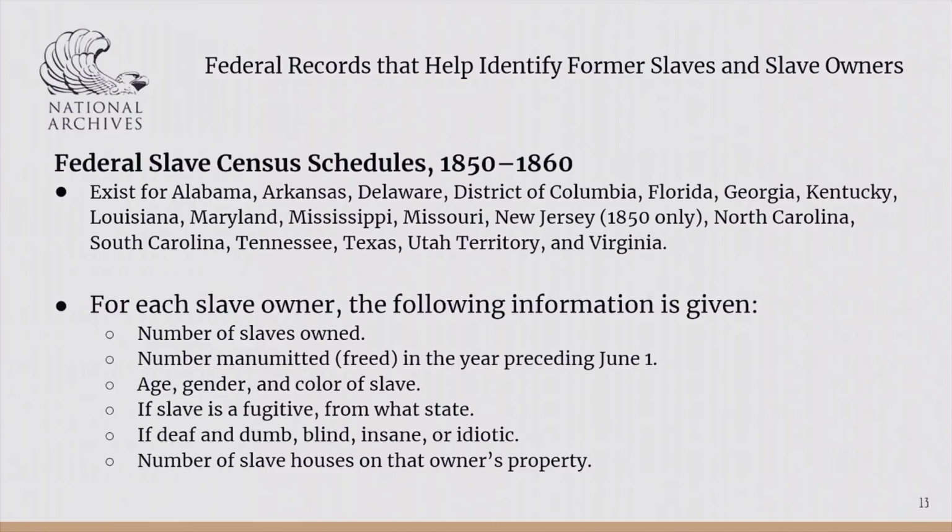Moving on now to the federal slave census schedules for 1850 and 1860. They provide some information, although usually not names. For each slave owner, it indicates the number of slaves owned, the age, gender, and color of the slaves, the number of slave houses on that owner's property, and in some cases, if the slave is deaf and dumb, blind, insane, or idiotic, or whether the slave owner freed any slaves in the year previously, or if the slave owner had any fugitive slaves.